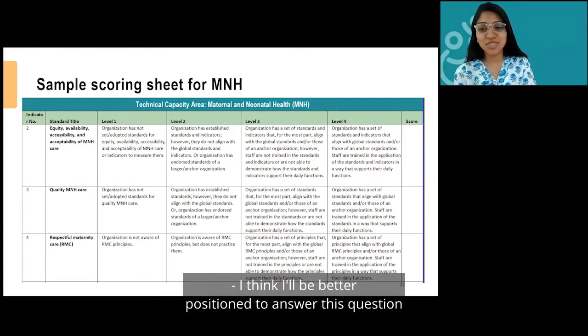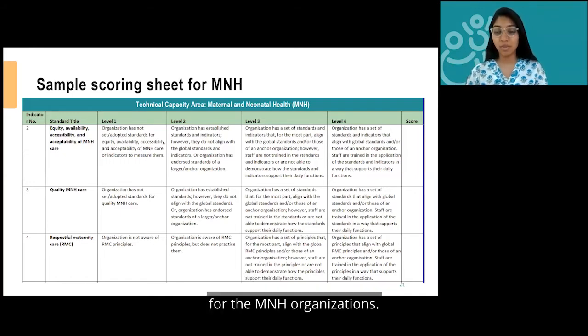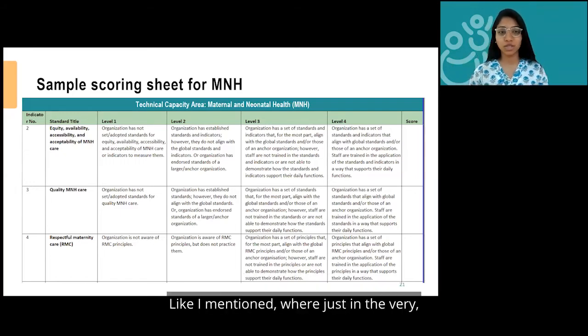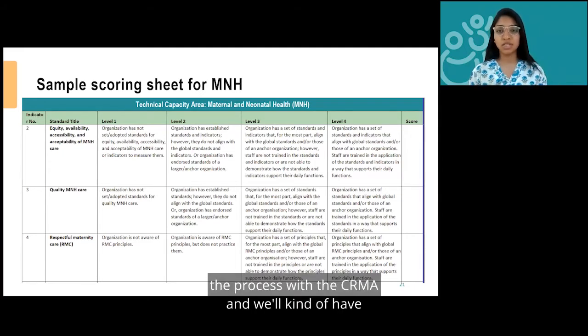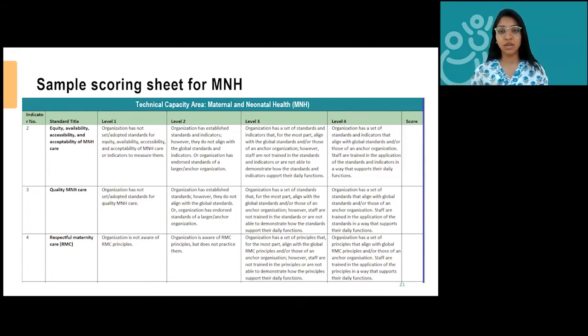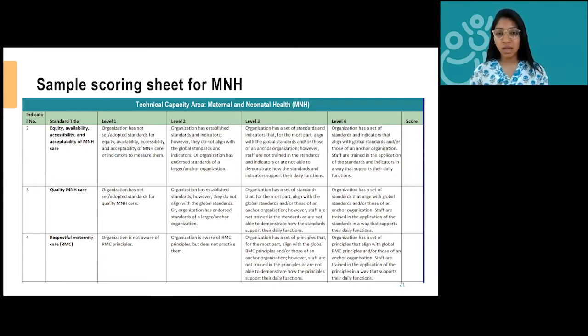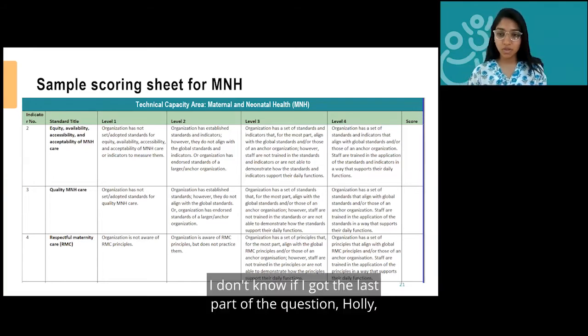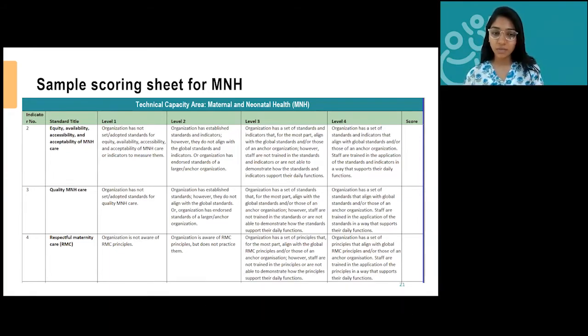So I think I'll be better positioned to answer this question once we have done a second round of the assessments for the M&H organizations. Like I mentioned, we're just in the very beginning stages, and we've been through the process with the CRMA, and we'll have a reassessment done next year to understand how they have changed in these indicators. I don't know if I got the last part of the question, Holly, about misalignment, and I can try to answer that.